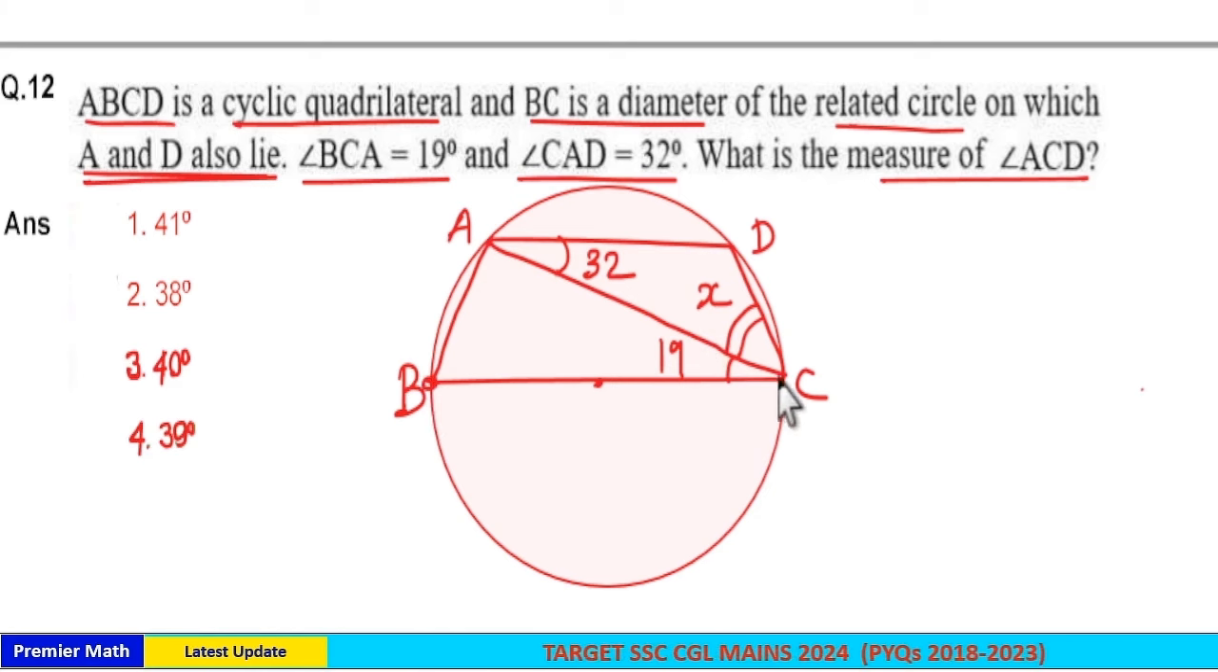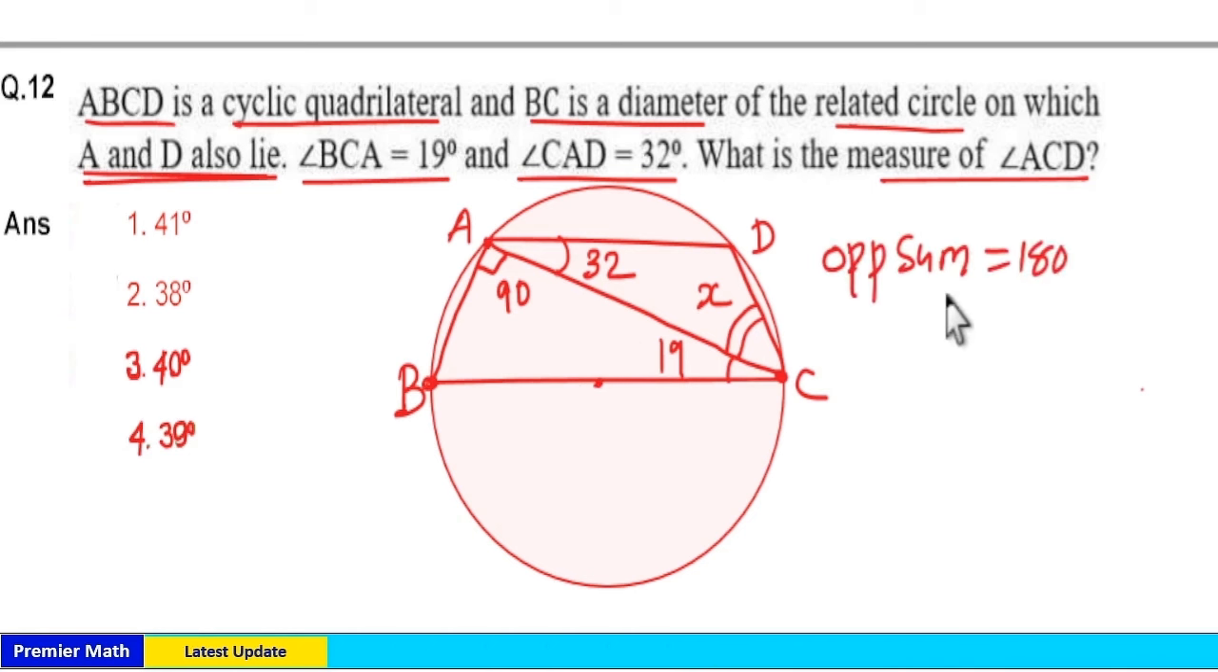Now this is diameter BC. Diameter creates 90 degree at any point on the circumference of the circle. Point A is on the circumference, which means here this angle is equal to 90 degree. That is, BC creates 90 degree at A. Now for cyclic quadrilateral, opposite angle sum is equal to 180 degree. Which means here 90 plus 32 plus 19 plus X is equal to 180 degree.